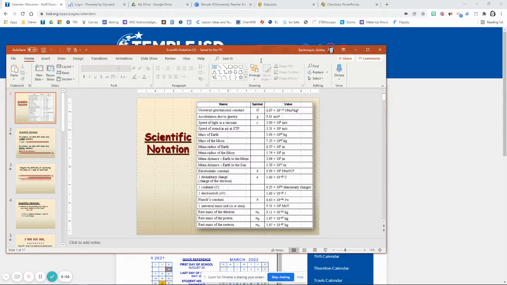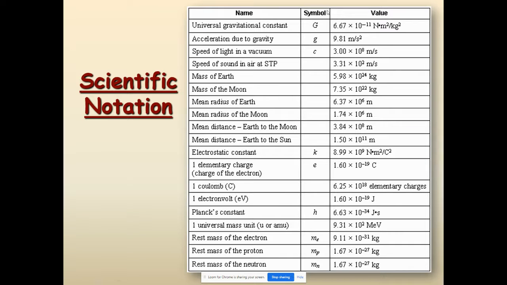All right, so today we are going to learn how to write and calculate using scientific notation. The reason why we are learning this, we normally learn this at the beginning of the year. We just kind of skipped over the math stuff until we got to the second semester, which is where we're going to be focusing on math.